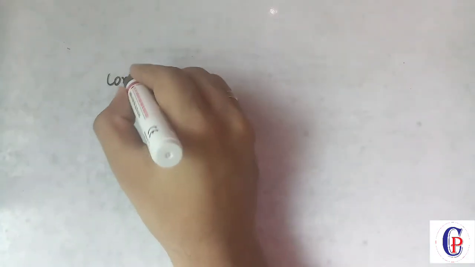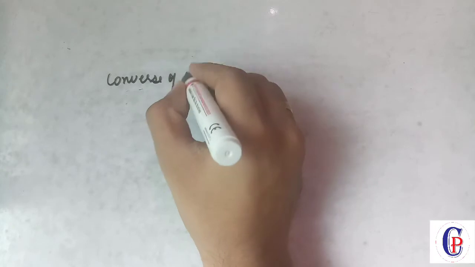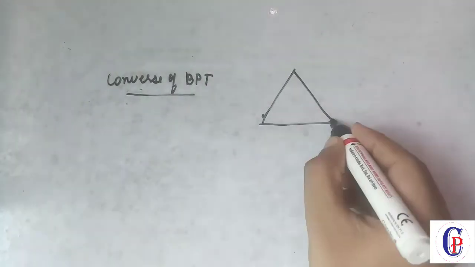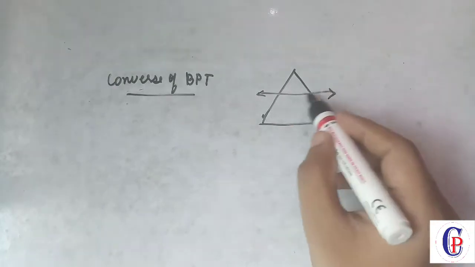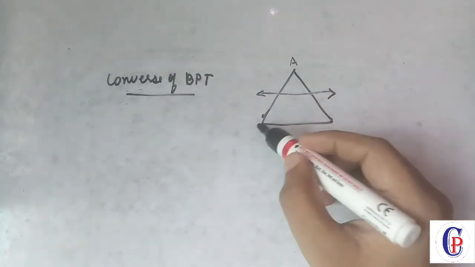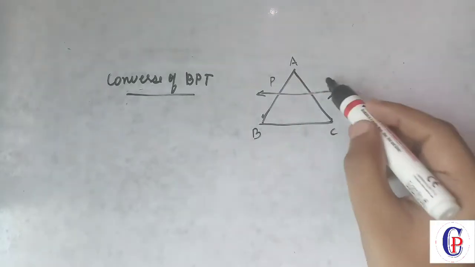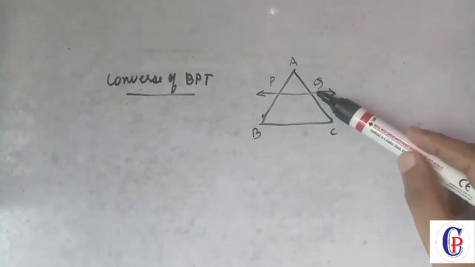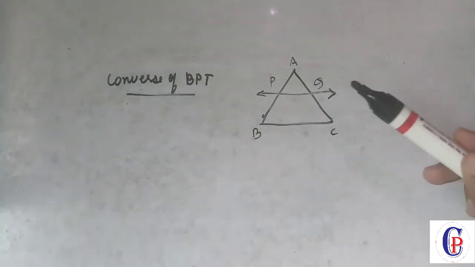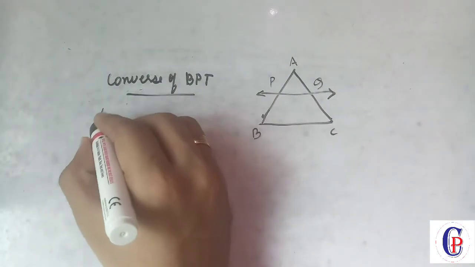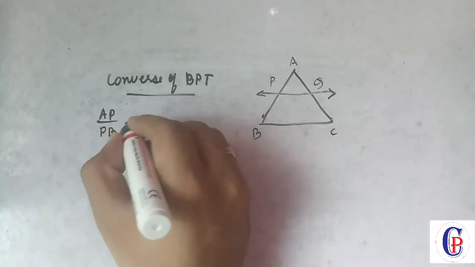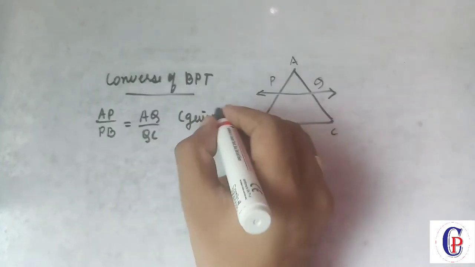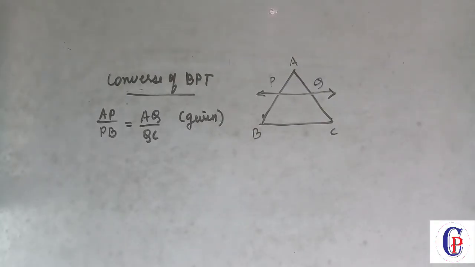So we did not discuss the converse of BPT. What was BPT? It says that if a line is parallel to one side, then we get AP upon PB is equal to AQ upon QC. But the converse is, if AP upon PB is equal to AQ upon QC is already given to us.